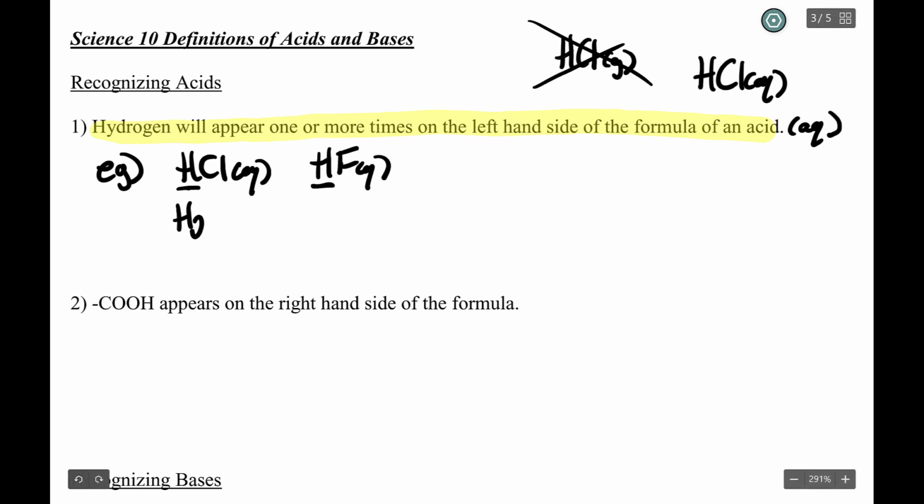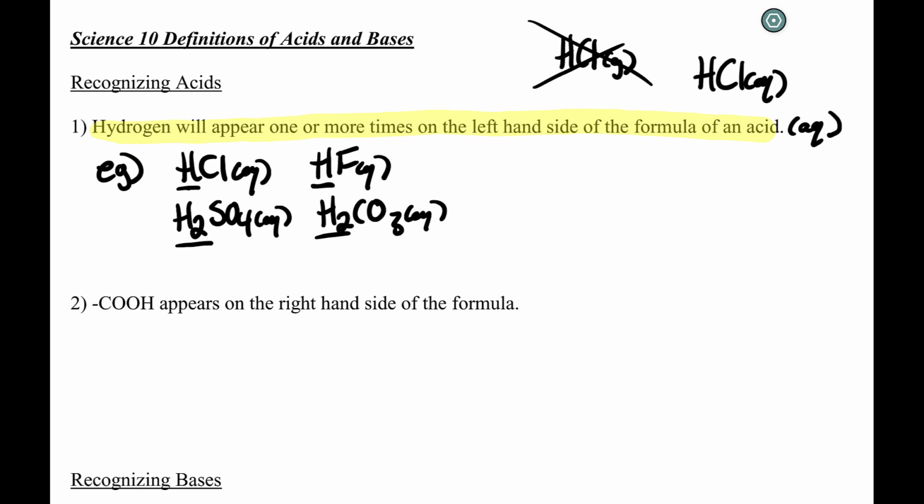Or maybe you had something like H2SO4. This is a diprotic strong acid because it has two hydrogens. Or maybe H2CO3 aqueous, which is carbonic acid, which we just learned how to name. This is a diprotic weak acid. Or even something like H3PO4 aqueous, which is called a triprotic acid. It is also weak, but it is a very strong weak acid, if that makes sense.